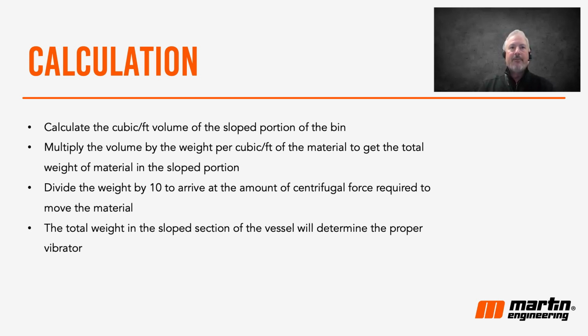We multiply the volume by the weight per cubic foot of the material. That way we have an understanding of what the total weight in the slope section is of that material. The rule of thumb, and it's a rule of thumb, there are some variations, is that we divide that total weight by 10 to arrive at the amount of centrifugal force required to move that material. And then the total weight will determine the proper vibrator in terms of force output.